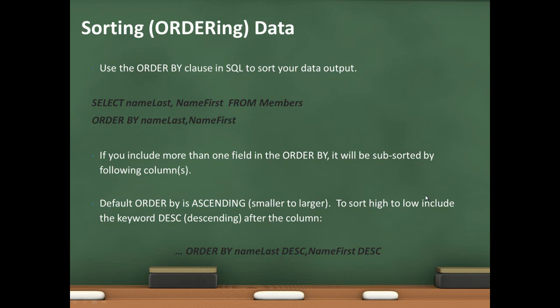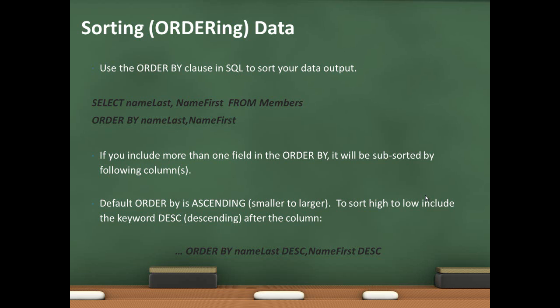Let's take a look at how we sort data. Sorting data, or what we call ordering data in SQL, is done by the ORDER BY clause. And the ORDER BY clause, for now, is going to be the last thing that we have within our select statement. So take a look at this example on the slide. It says select last name, first name from members, which we should be used to now. That's pulling the two columns, the name last column and the name first column, out, and it's using them as the default column names.